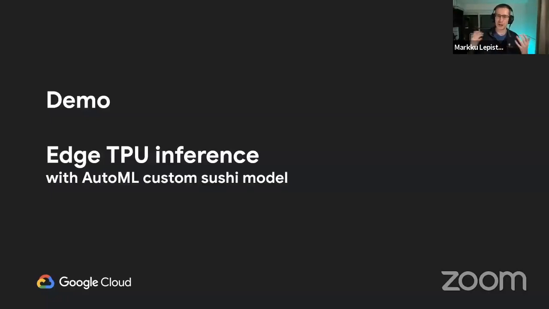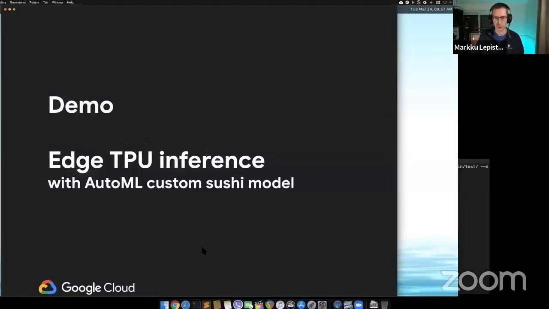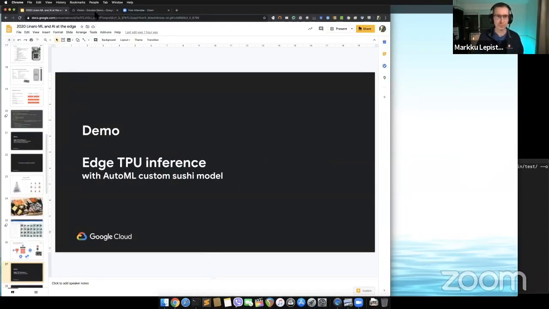Anyway, let's now see this demo of the sushi model. So let's see if AutoML can help us create a machine learning model that can classify between my sushi, and then if we can run this model at the edge using Google EdgeTPU accelerator. So let's go back to my machine here.